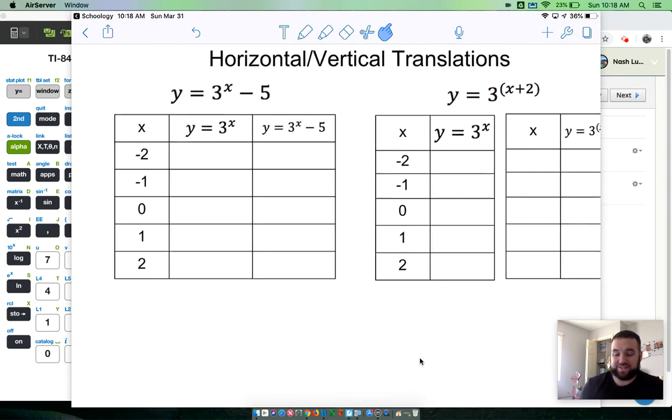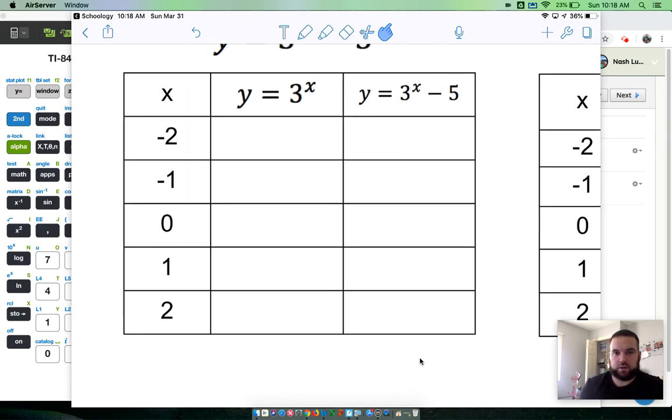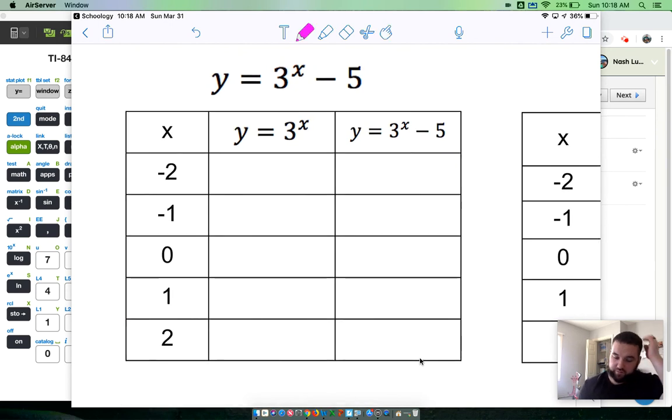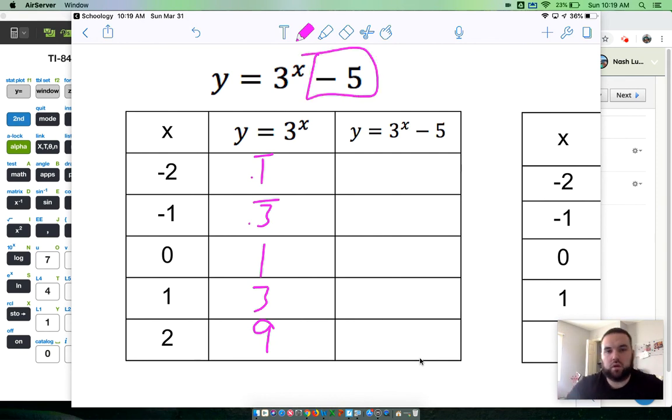Vertical or horizontal translations, same sort of rules apply, right? If I have a parent function of 3 to the x, that's 1, 3, 9. This is 0.3 repeating and 0.1 repeating. Then if I were to see this minus 5 out here, okay, again, anytime you see a plus or minus at the very end of a function, that should tell you that you're dealing with some sort of vertical translation, moving up or down. So this is actually going to move down 5, down 5.